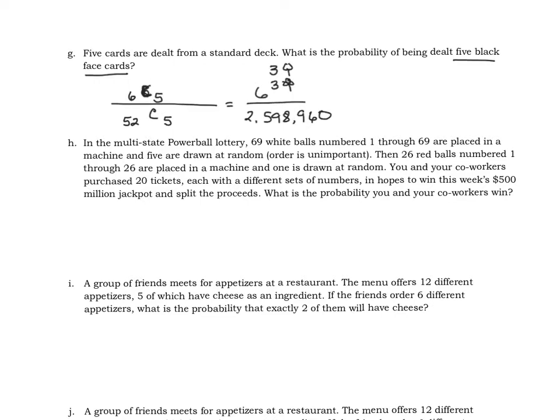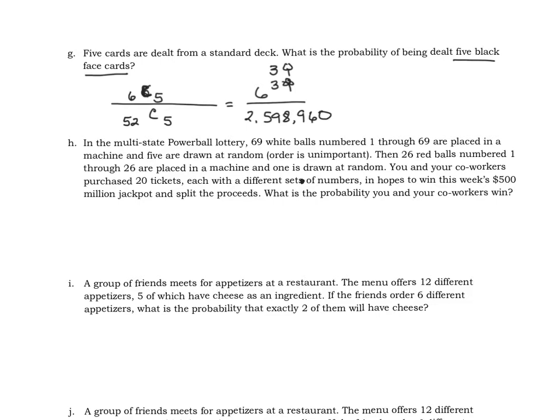H, in the multi-state Powerball lottery, 69 white balls, numbered 1 through 69, are placed in a machine and 5 are drawn at random. Order is unimportant. So right now it looks like we're looking for a combination. Then 26 red balls, numbered 1 through 26, are placed in a machine and 1 is drawn at random. You and your co-workers purchase 20 tickets, each with a different set of numbers, in hopes to win this week's $500 million jackpot and split the proceeds. What is the probability you and your co-workers win?